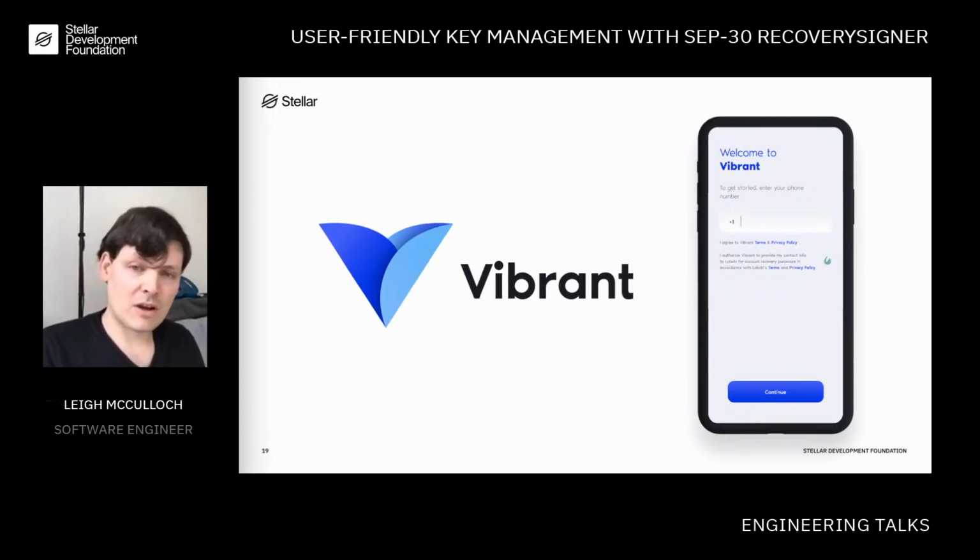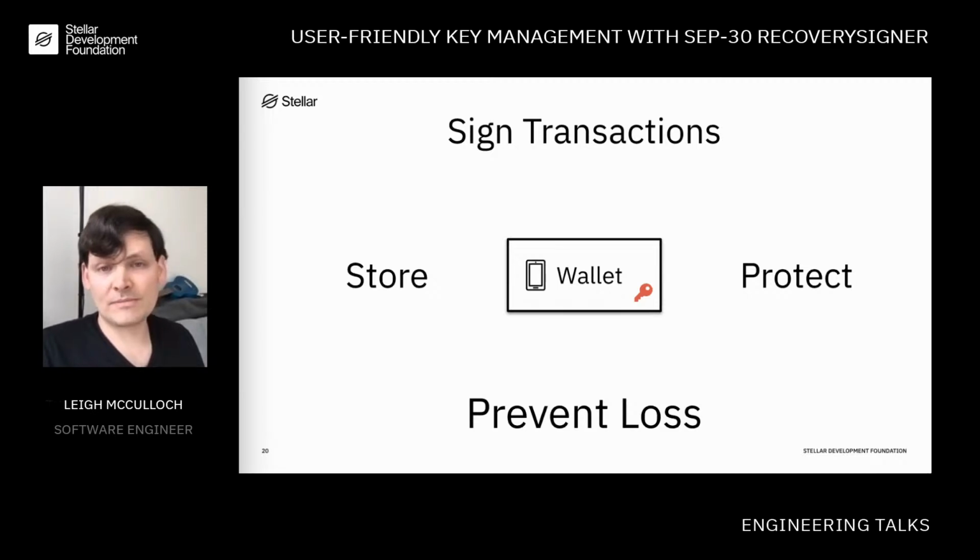A wallet like Vibrant that is implementing SEP-30 still does many of the same things that other wallets do. They store a key, they protect a key, and they help you to use your key to sign transactions. And they prevent loss, but the loss it prevents is different. It prevents you from losing your account and not your key.